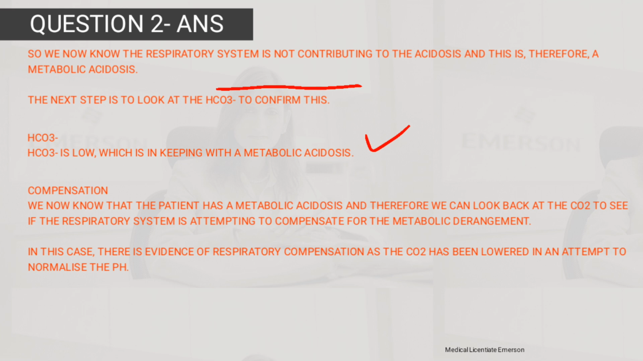So then about compensation. So we now know that the patient has a metabolic acidosis, and therefore we need to look back at the carbon dioxide to see if the respiratory system is attempting to compensate for the metabolic derangement. So in this case, there is evidence of respiratory compensation, as the carbon dioxide has been lowered in an attempt to normalize the pH.